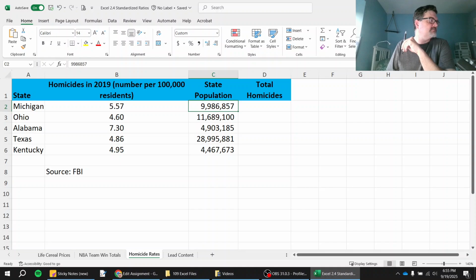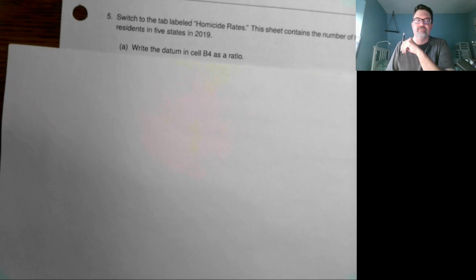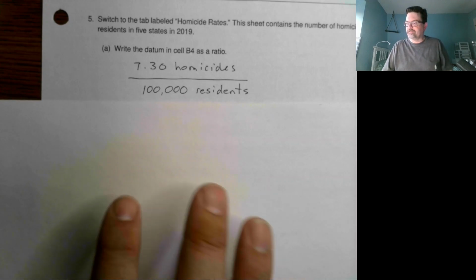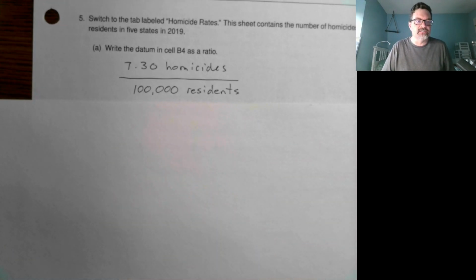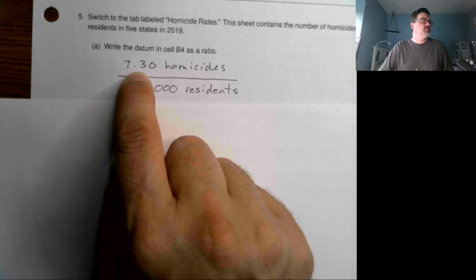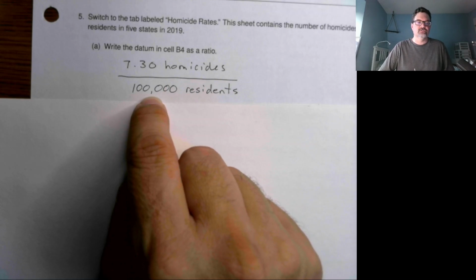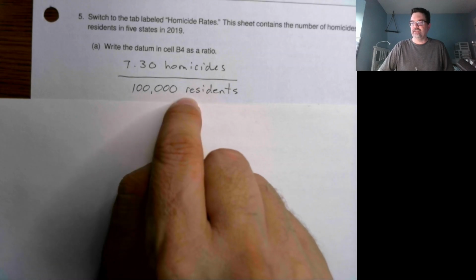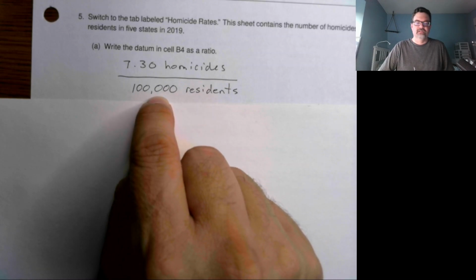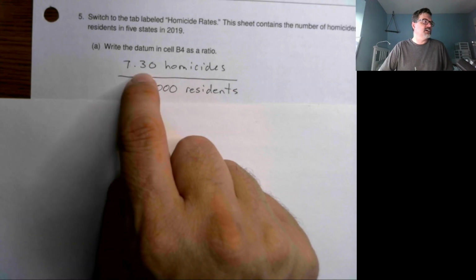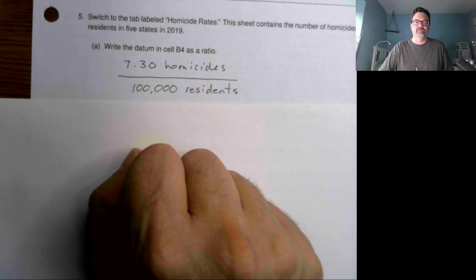So in that first slot, what does that mean? Oh, first off, this is the one for Alabama. B4 is Alabama's homicide rate. If you just write the ratio that you get, it's saying there is a ratio of 7.3 homicides for every 100,000 residents. So if you took Alabama's population, divided it into groups of 100,000, and then divided all the homicides by however many groups, this would tell you on average how many homicides there were for every group of 100,000 people.